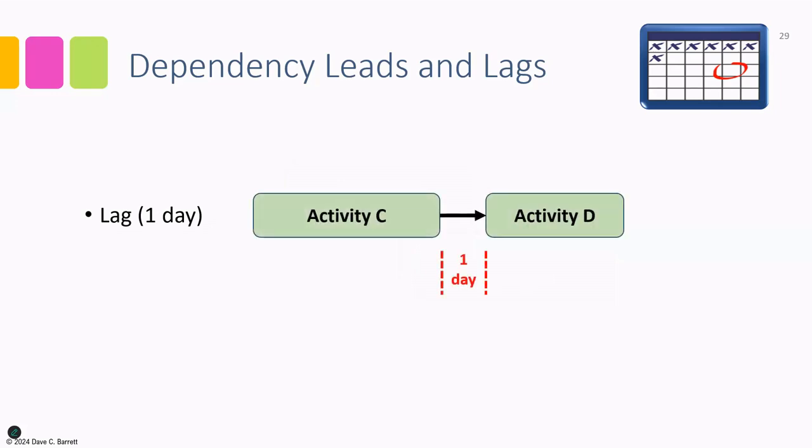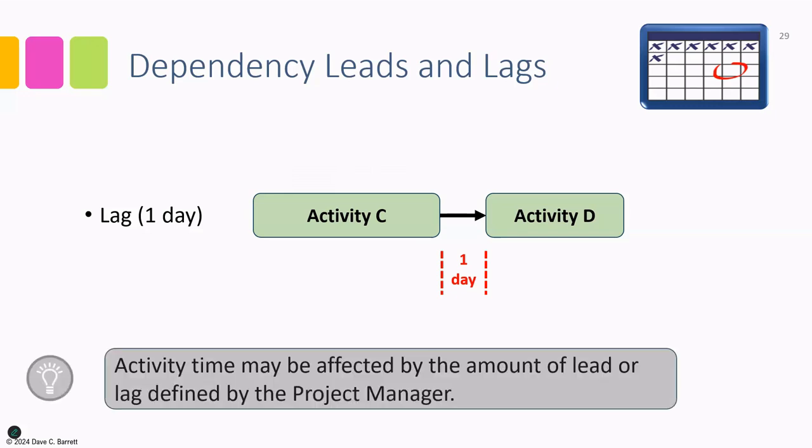There is also the concept of a lag, and this is the opposite, where there is a gap defined between activities. So again, this is a finish to start dependency, but instead of activity D immediately starting after activity C, there's a 1-day waiting period. And there can be a variety of reasons for this. It might be we're waiting on some information. There might be the work done on C needs a little time to settle or something like that. There's various reasons why it can be, but this allows scheduling to take this into account. So key idea, activity time may be affected by the amount of lead or lag defined by the project manager.